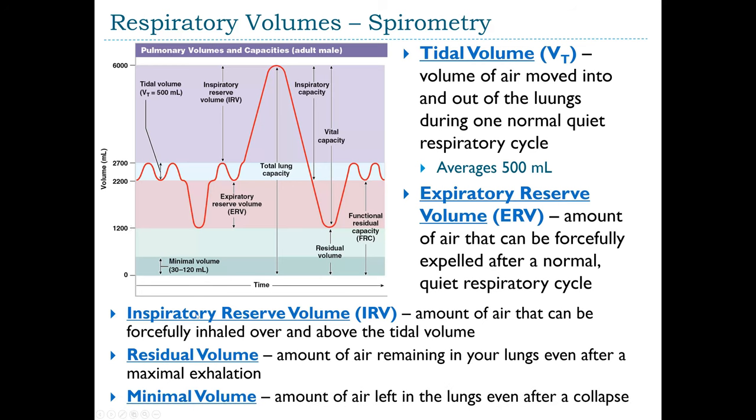Now there is also a minimal volume, which is how much air is left in your lungs even if a lung collapses. So even with a collapsed lung, you cannot get rid of all of the air, and so that is called the minimal volume, and that is shown here. This can't actually be measured on a spirometry graph because you can't go around collapsing people's lungs.